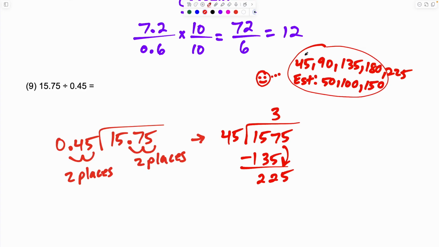And this is times 1, 2, 3, 4, 5. Okay, so we get a 35 here. 5 times 45, once again, is exactly 225. So this divides evenly here, and we're going to get 35 as our solution.